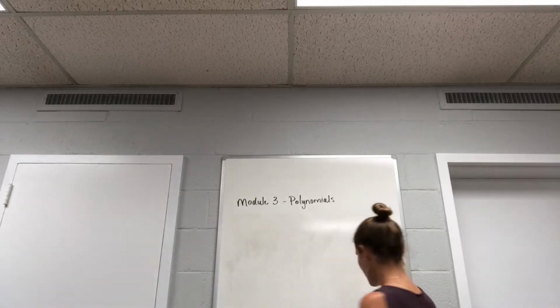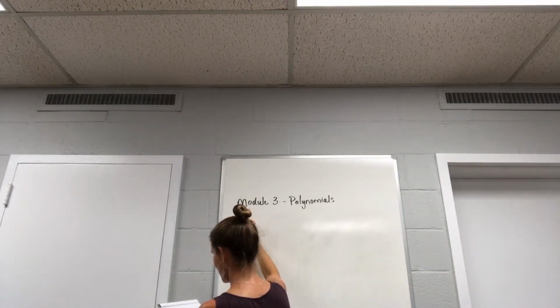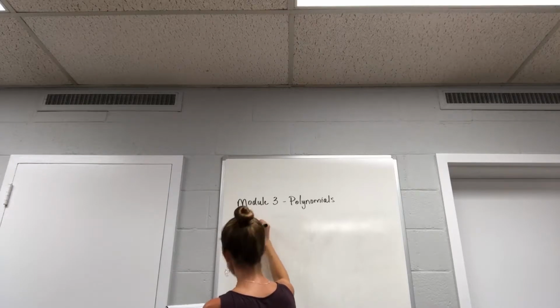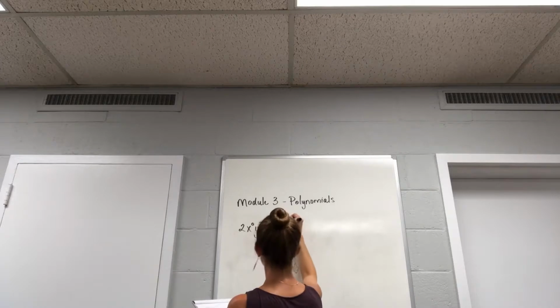All right, so now here's another example. 2x to the 0, y to the third, times 3x y squared.